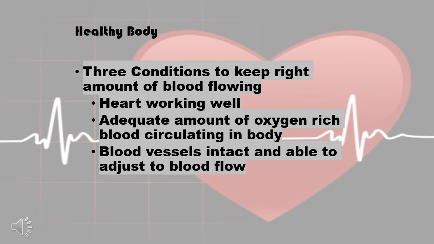You want to make sure that there is an adequate amount of oxygen-rich blood going throughout the body. So you might have blood flowing, but if you don't have enough oxygen in it, then you'll start to see conditions like jaundice, cyanosis, and you might develop secondary conditions which can lead to you having to be seen by a doctor. You also want the blood vessels to be intact and able to adjust to blood flow.